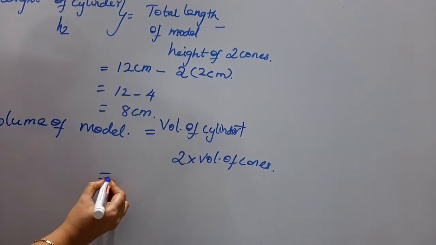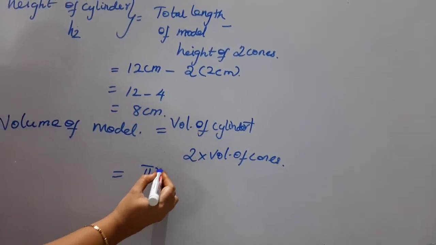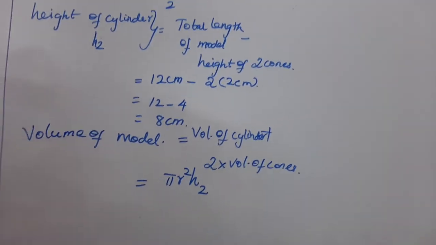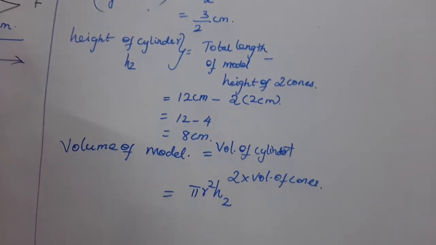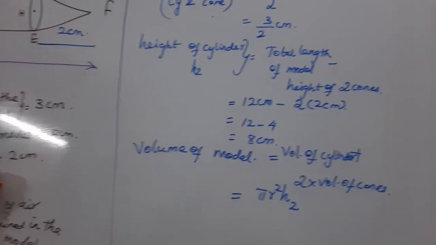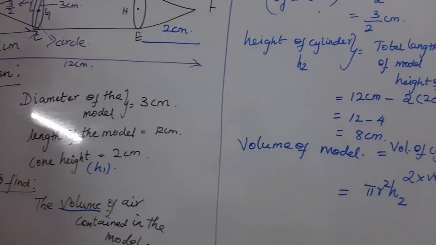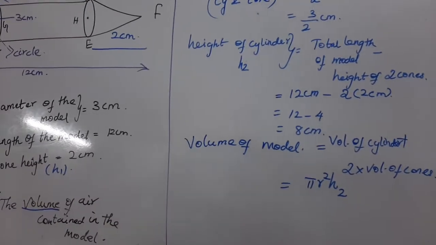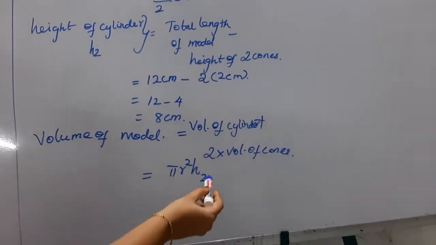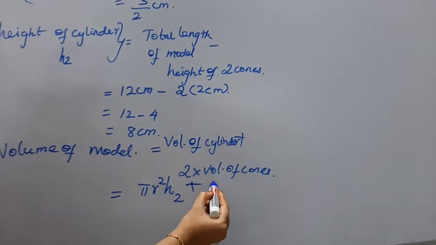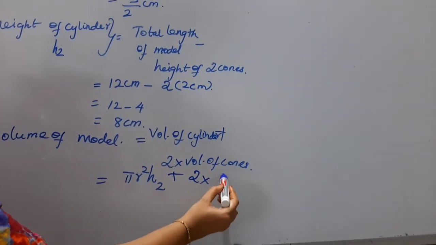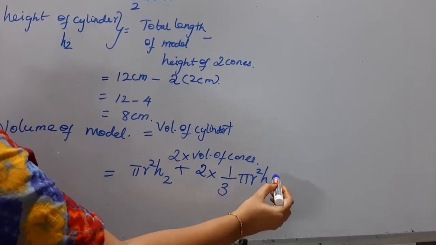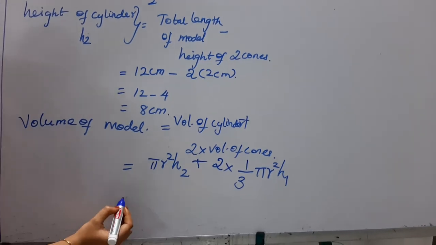What is the formula for the volume of a cylinder, children? Pi r square h2. The height of the cylinder we considered as h2, and the height of the cone we considered as h1, because both the heights are different. The height of the cylinder is h2 and the height of the cone is h1, but the radius for both cylinder and cone is the same. Plus 2 into, what is the volume of a cone? 1 by 3 pi r square h1.